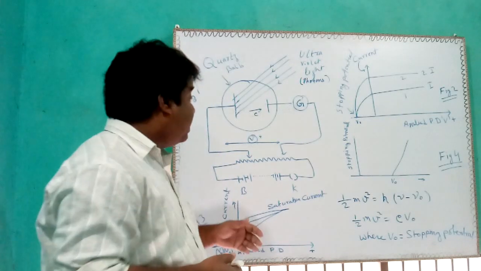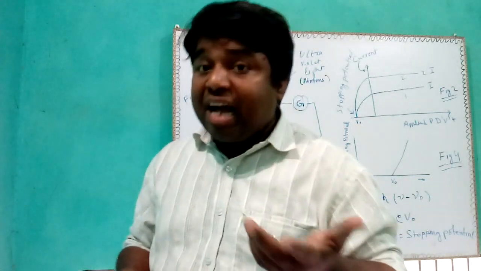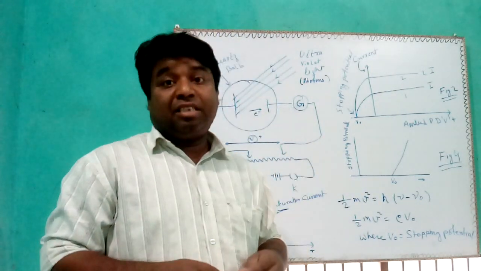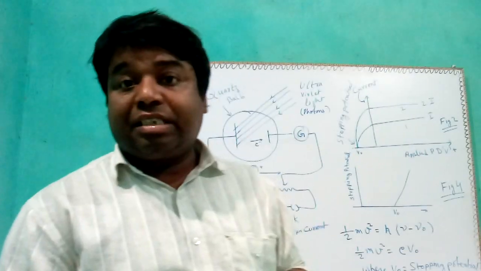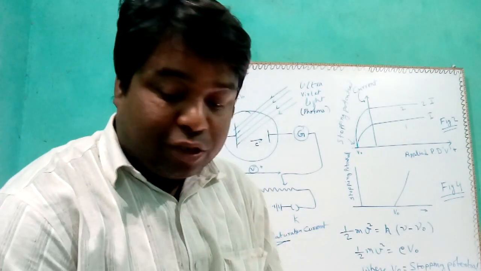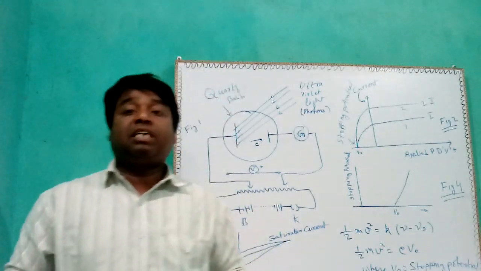So, as I explained, increasing the potential difference increases the electrons initially, but then it gets saturated. As I explained, what is stopping potential? That was the amount of energy required to liberate the electron from the surface.